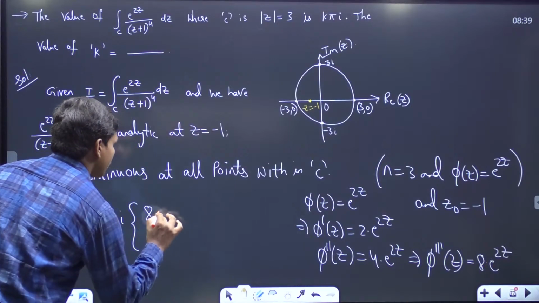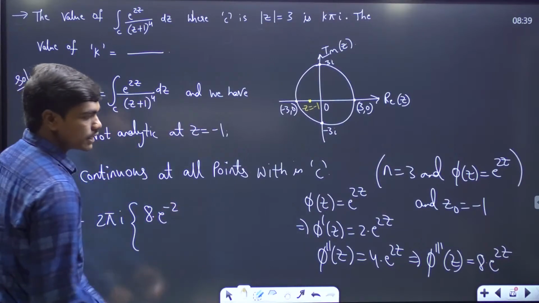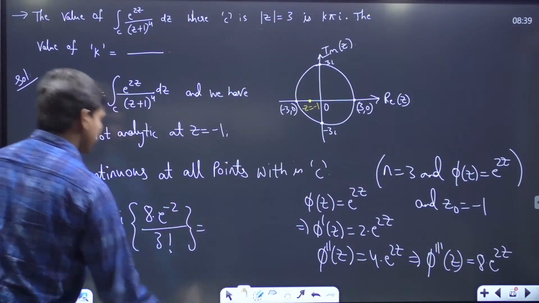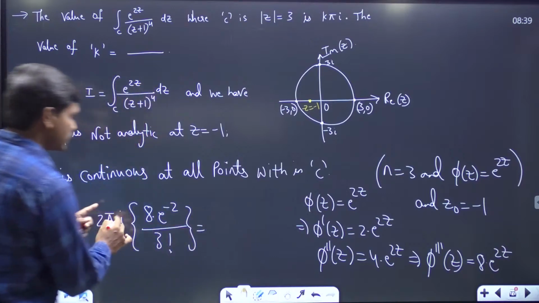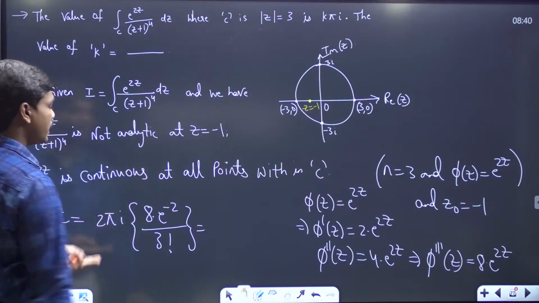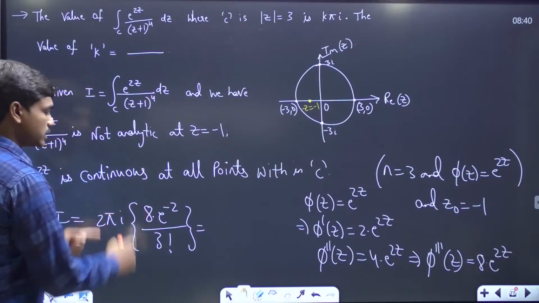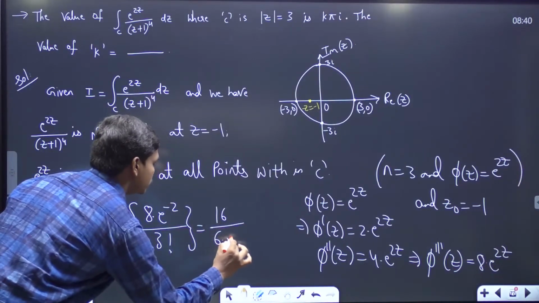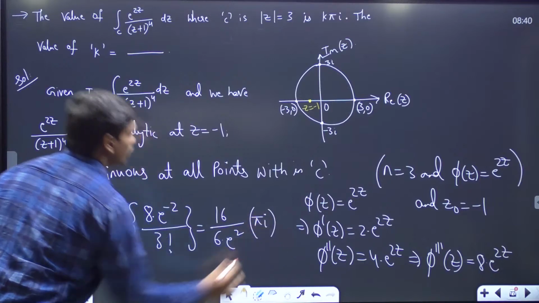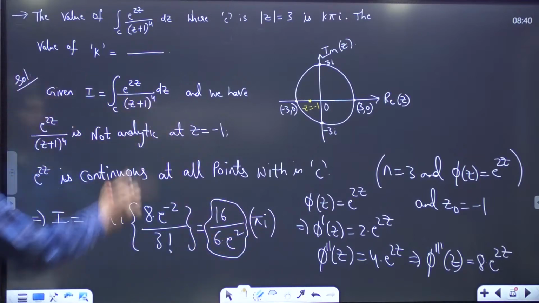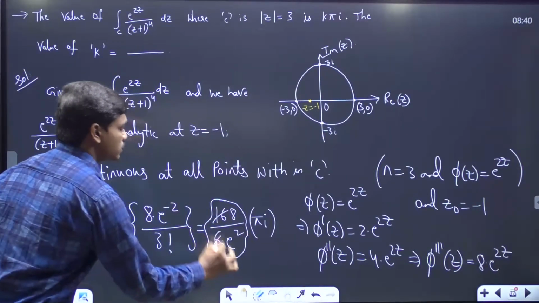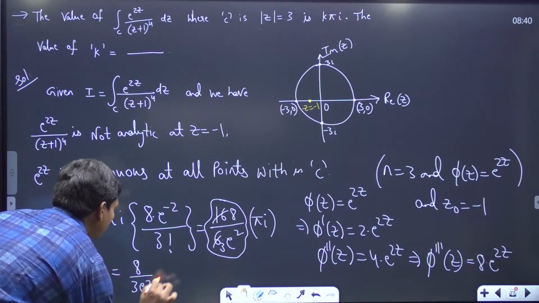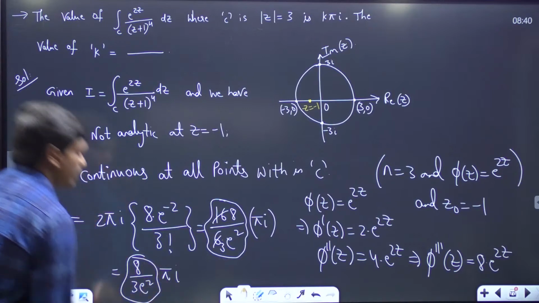So 8 into e power minus 2, because z naught value is minus 1, divided by 3 factorial. So if you simplify the things, 2 pi, okay, let us write this pi I separately because it's given in the form k pi I. So you want the value of this k. So 2 8s are 16 divided by 3 factorial is 6 into e square into pi I. So the value of this k is 16 by 6 e square. So if you simplify the things, 8 by 3 e square. Let us calculate what's the value of this. 8 by 3 e square, and then you will be getting the value of k.